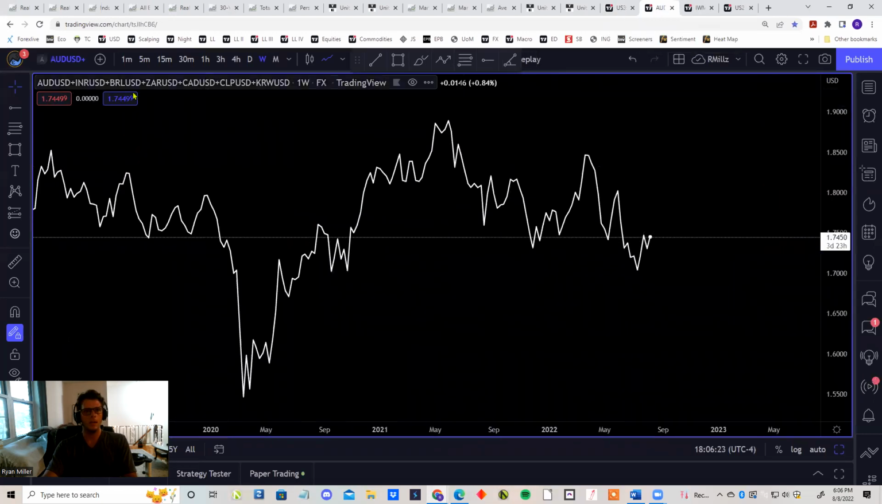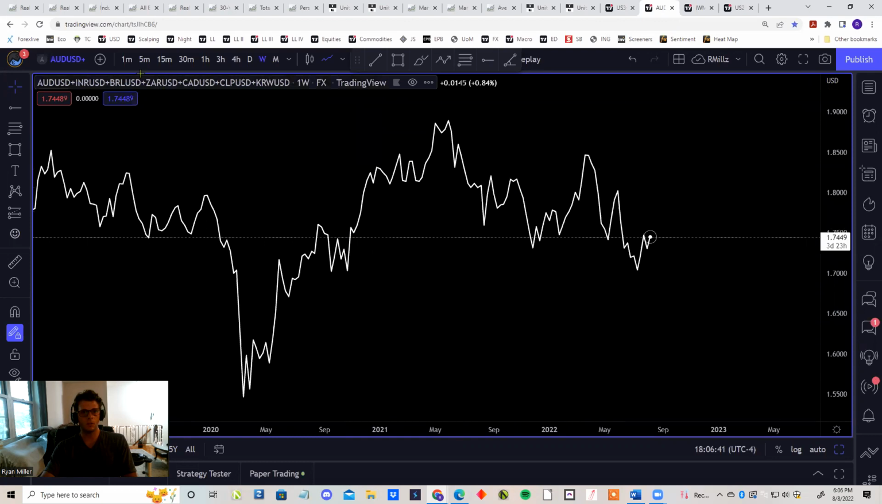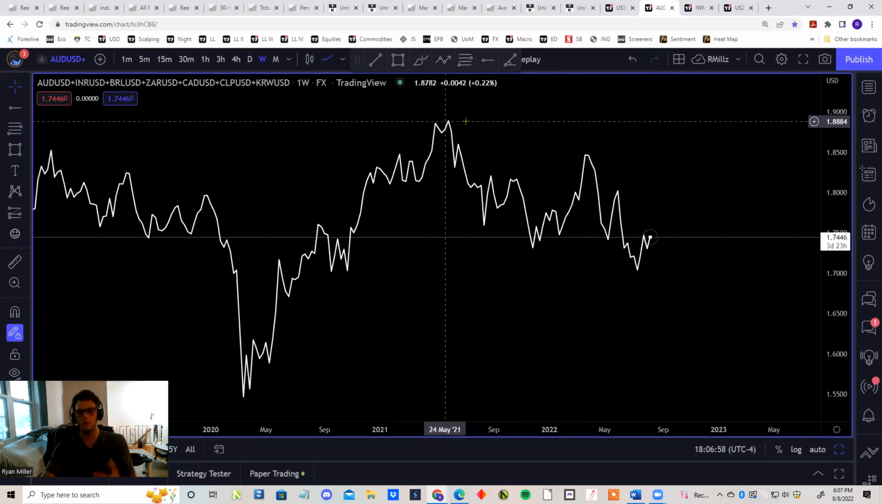Yield curves flattening. If we look at the US dollar versus a basket of cyclical currencies, the Aussie, the Indian rupee, Brazilian real, South African rand, Canadian dollar, Chilean peso, Korean won. If this is moving up, that means these cyclical currencies are outperforming the dollar. If they're moving down, they're underperforming the dollar. So the dollar was outperforming these cyclical currencies as this line is moving down, which coincides with a growth slowdown. It peaked in, what a coincidence, April, May 2021, right when growth started to slow.